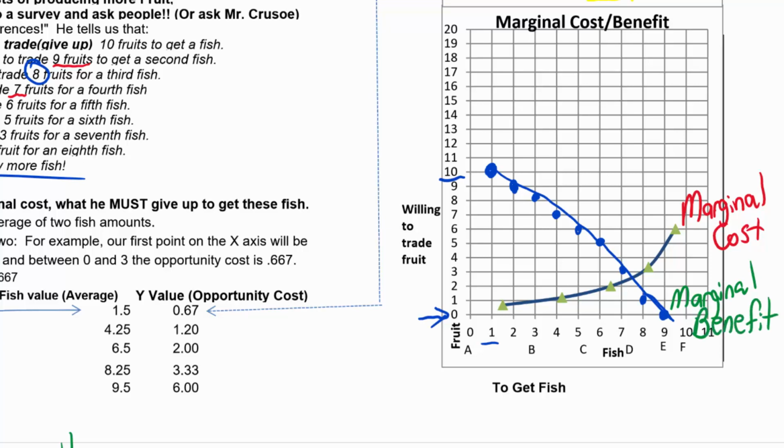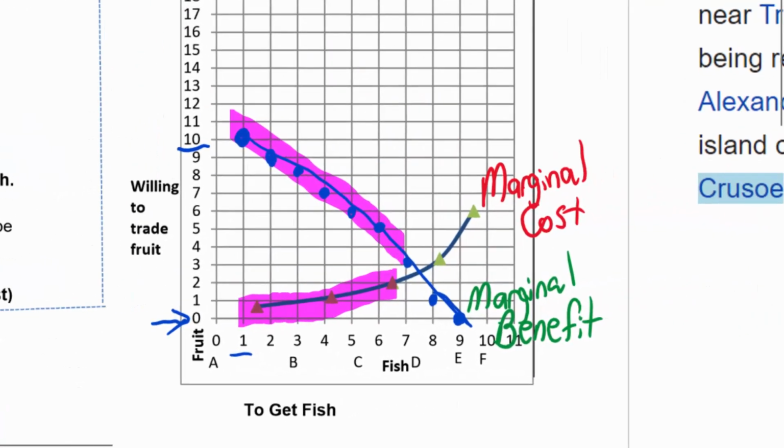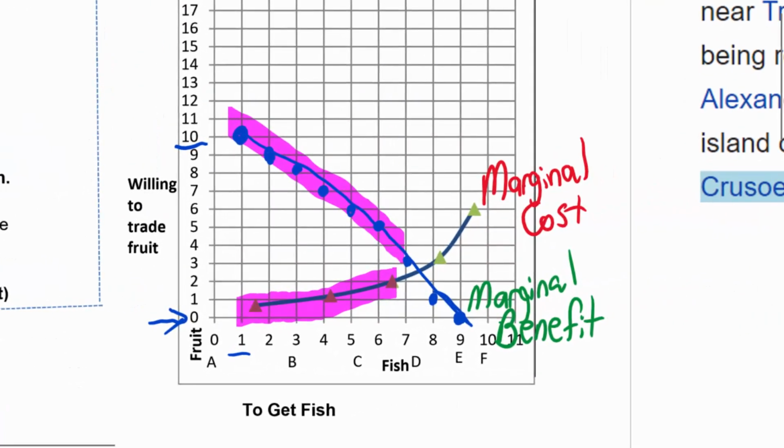And what you want to do, this is a general principle in economics, is that as long as the additional benefit or willingness to give up fruit is higher than the additional cost of getting fish, you want to keep on going. You want to keep on fishing and fishing and fishing. And Robinson Crusoe's optimal point, where he would want to stop fishing and then leave and go start collecting fruit, would be at this point where these 2 lines intersect.